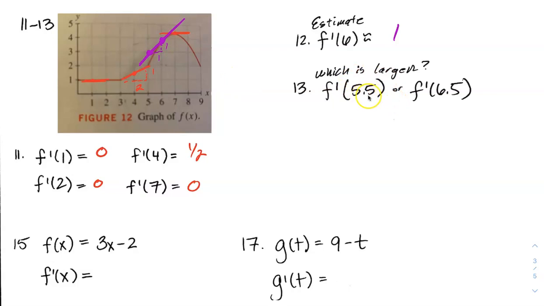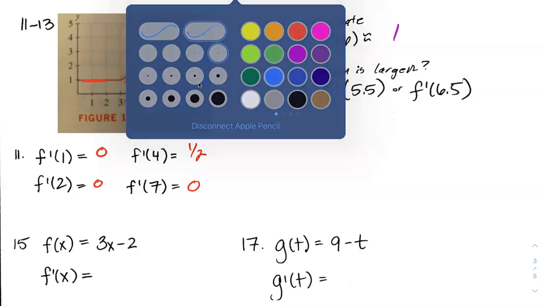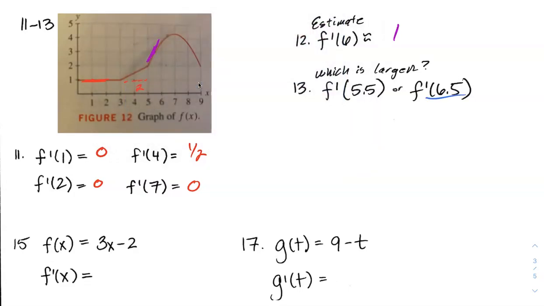Which is larger, the slope of 5.5 or the slope of 6.5? Need to erase some of this. Okay, so I want the slope of 5.5. So 5.5 is right here, so kind of like this. And then the slope of 6.5. Okay, so those are the two slopes we're talking about.